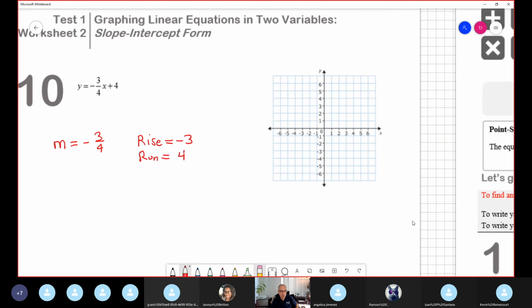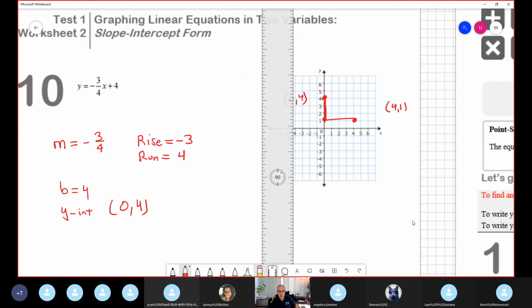Always the supposition is that run is positive. Si slope is negative, entonces the one that has to be negative is the rise. Okay, entonces and b is +4. Therefore, the y-intercept is the famous point 0, 4. You plot that. Boom. Using the idea of run and rise, it's going down 3 units. So 4 - 3 is 1. This segment is rise. Now 4 units to the right. I get the second point. Second point is 4, 1.